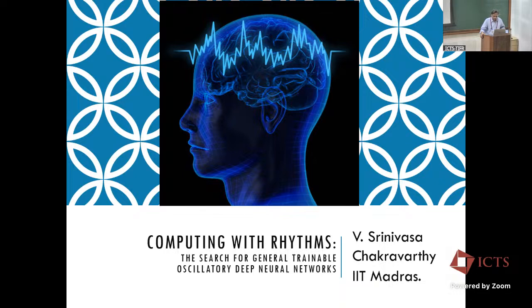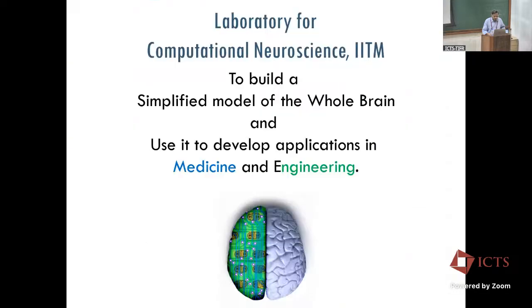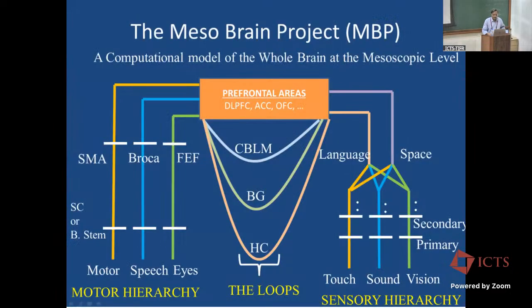It's a great pleasure. So I'll talk about some of the work we've been doing on modeling oscillators, oscillator networks the last couple of years. So my lab is called Laboratory for Computational Neuroscience. So our big goal is to build a simplified model of the whole brain. We call this hypothetical model the mesobrain because it's not macro, not micro, meso, middle level.